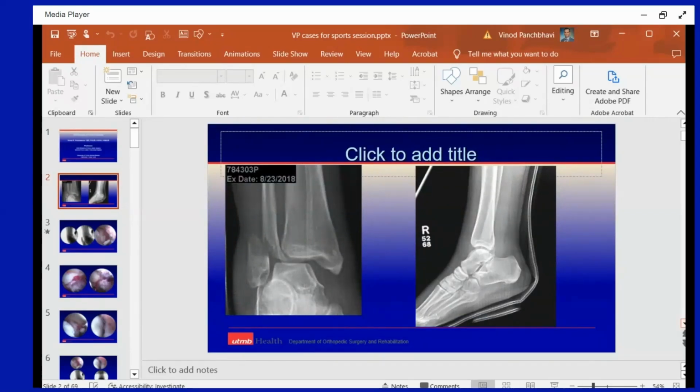You can see, traditionally, these kind of fractures: the very distal low lateral malleolar fracture and a very wide gap, wide opening on the medial gutter.